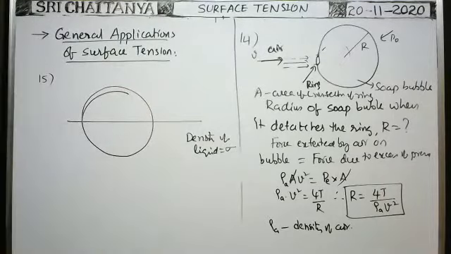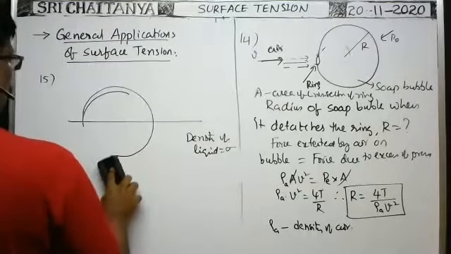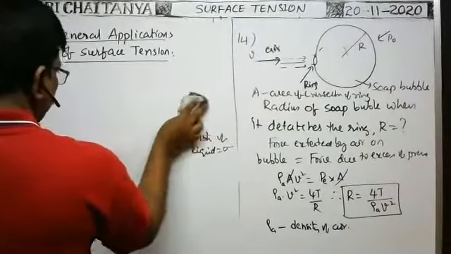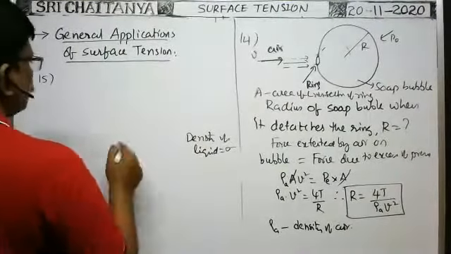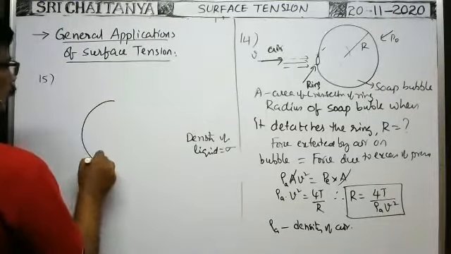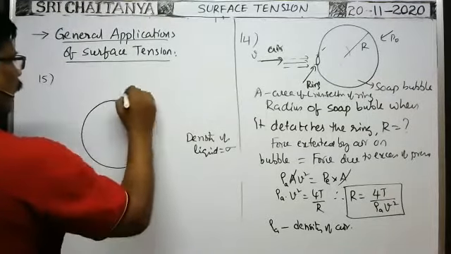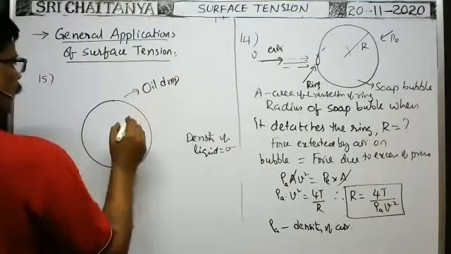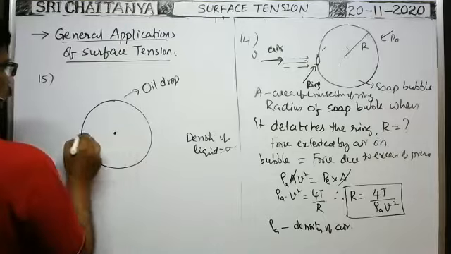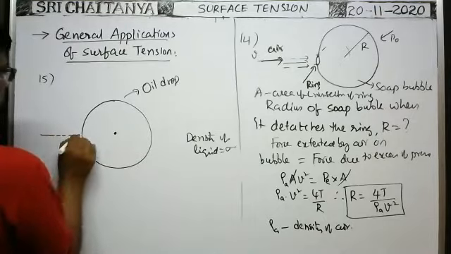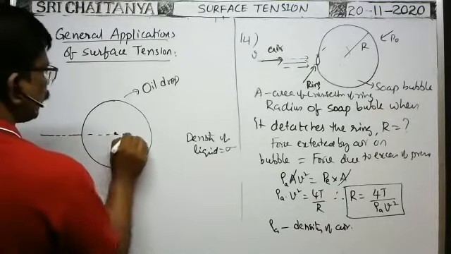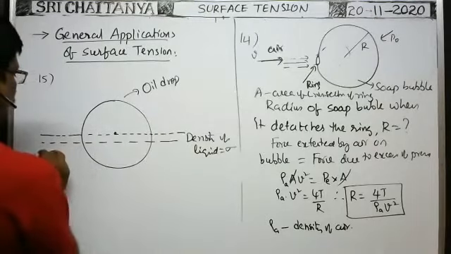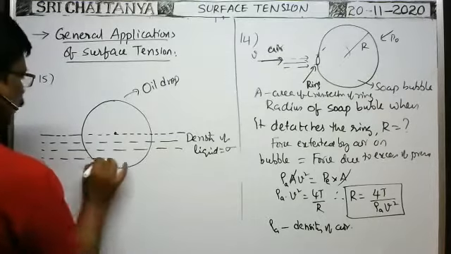So that half of the volume of the liquid drop is floating over the surface of the liquid. Or you take an oil drop, whatever it may be. Suppose it is the oil drop. Here this oil drop is floating over the surface of the liquid so that half of the volume of the oil drop is submerged in the liquid.